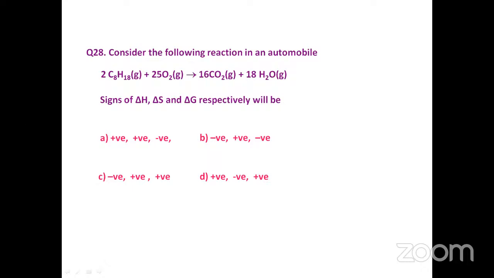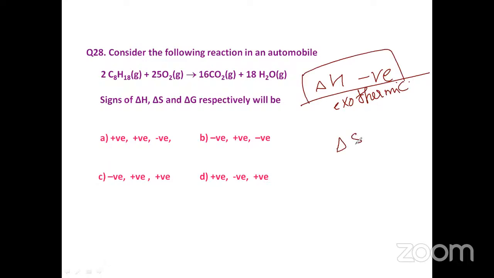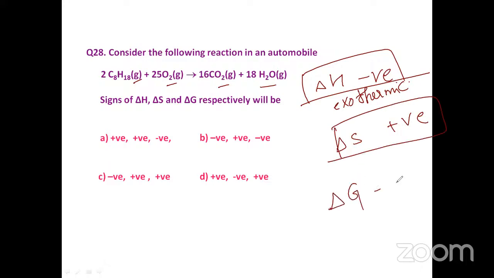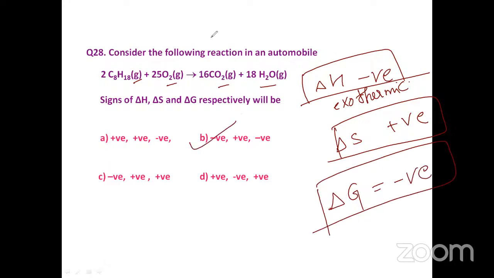So you know that change in enthalpy will always be negative because combustion is always exothermic. So your delta H will be negative. Then delta S will be positive because there is an increase in the number of gaseous moles. Okay, and delta G is negative because there is a spontaneous change. So option number B is the right answer. Yes. Fine.